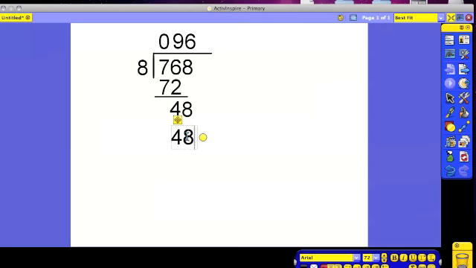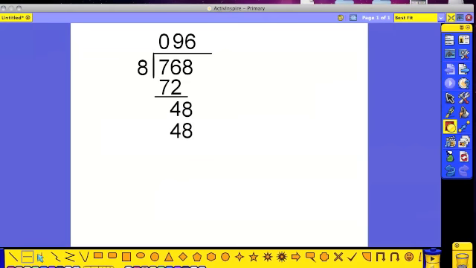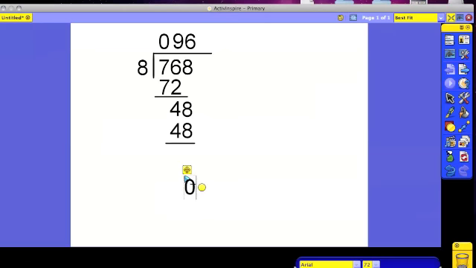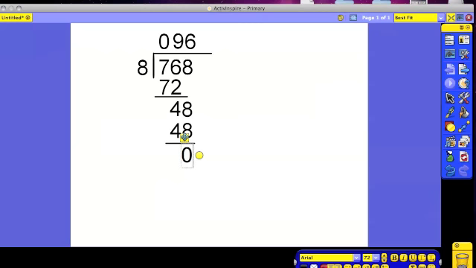Subtracting those two numbers will bring me down to a remainder of 0. And I'll just draw in my little line there. That's my answer. There are 96 eighths in 768 with 0 remainder.